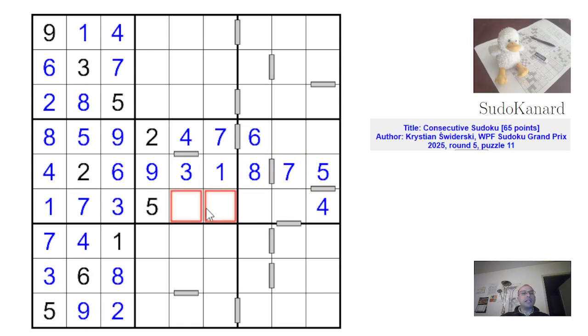Here we need 6 and 8, but 6 can't be next to the 5. Here we need 2 and 9. But 9 is not next to the 8. And this has to be consecutive. This can't be a 7, so that's a 9. Here I need 1 and 3. And this can't be disambiguated at this point.